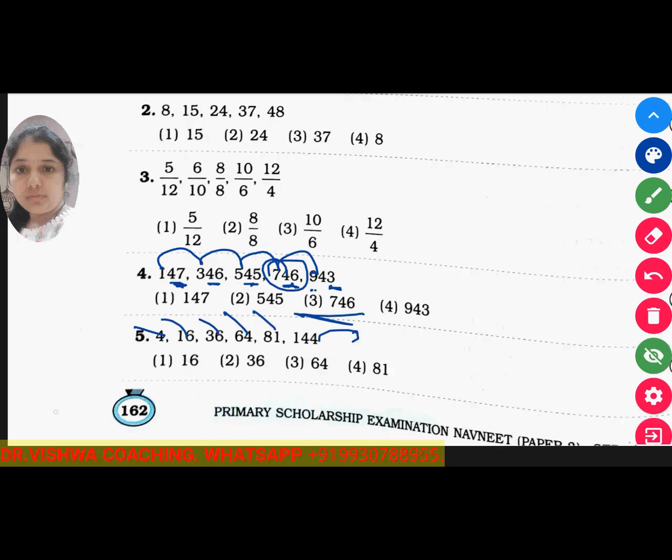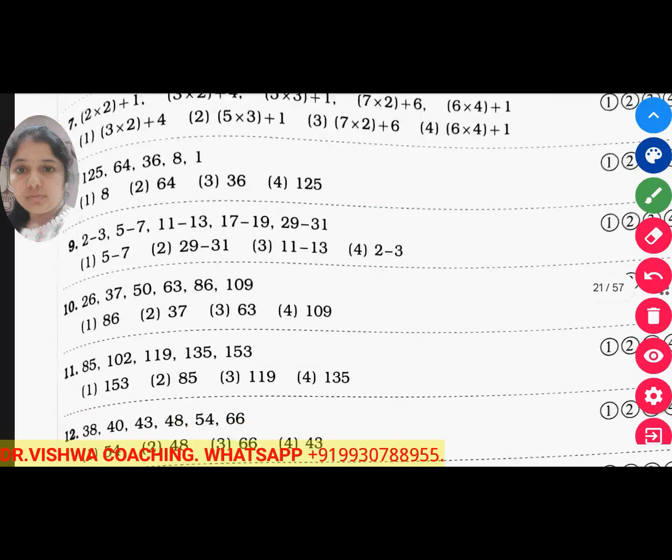All are squares of numbers, but 4 is the square of 2, then 16, 36, 64, that is, 4, 6, 8. Now you can see all are even numbers. So here there should be the square of 10, which is 100, not 81, which is the square of 9. So 81 is the wrong answer here. So you have to think like that.